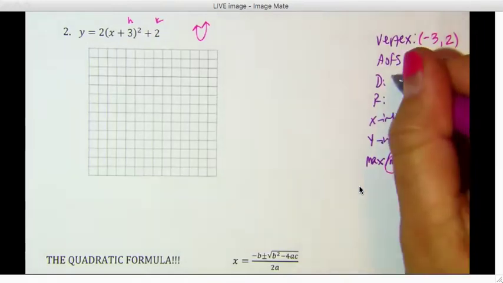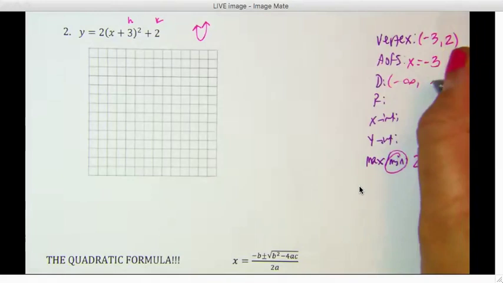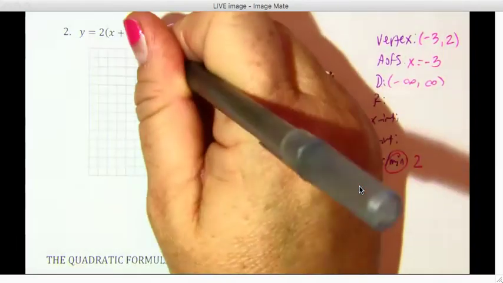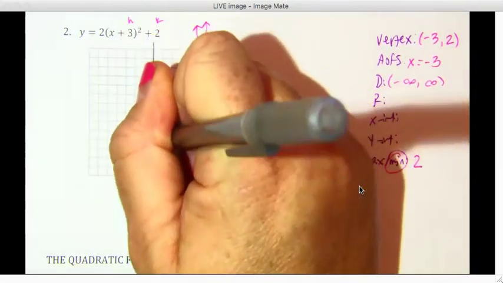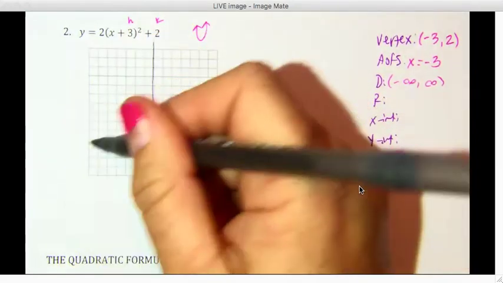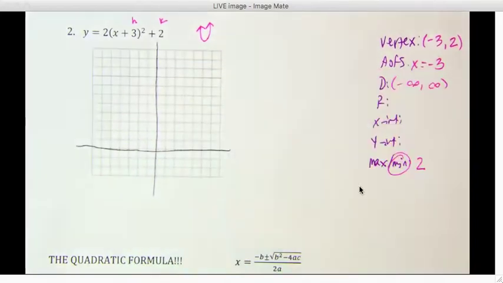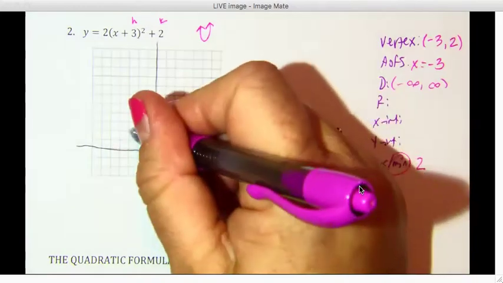We said that the domain for all of these is negative infinity to positive infinity because they are all polynomials. And we only have 3 pieces left to answer. I'm going to go ahead and start setting up my graph. I have -3, 2, and my parabola is going up from there. So -3, 2.